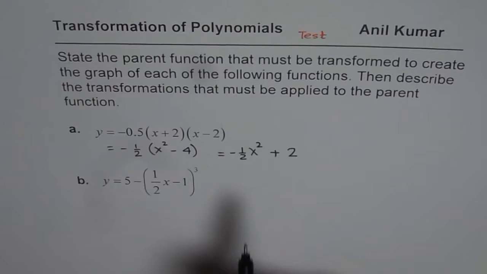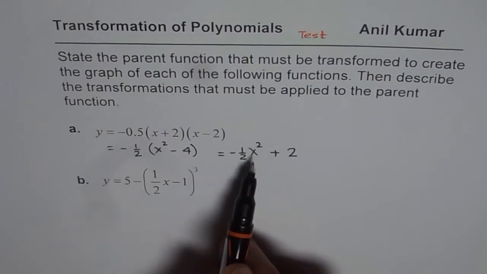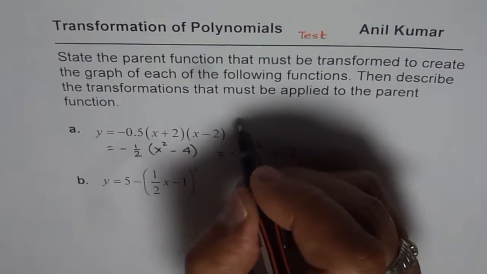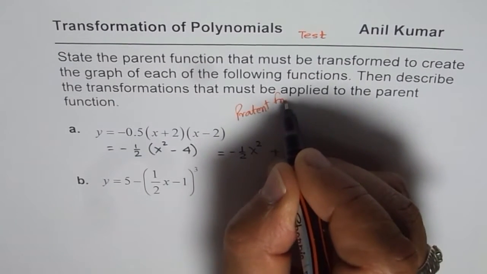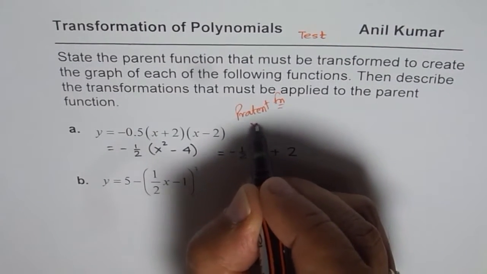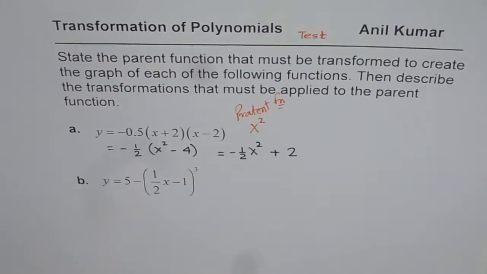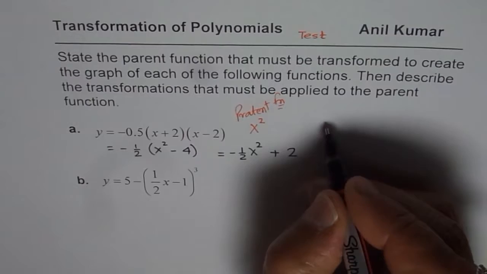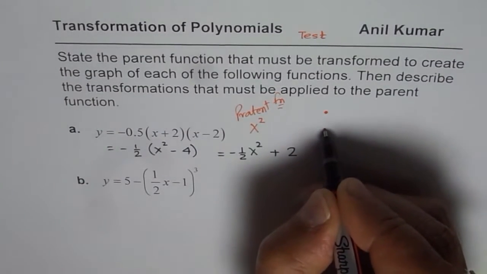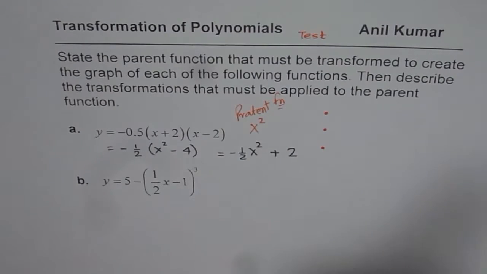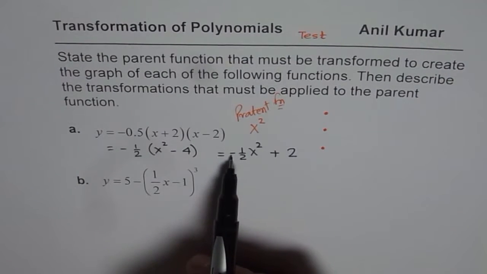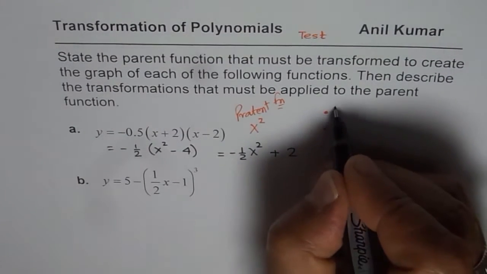Now I think it is very clear that the parent function is x squared. So we will write down the parent function here. What is the parent function here? The parent function is the quadratic function, x squared. Now we can write down the transformations also. There are 3 transformations in this case. One is the reflection on the x-axis.